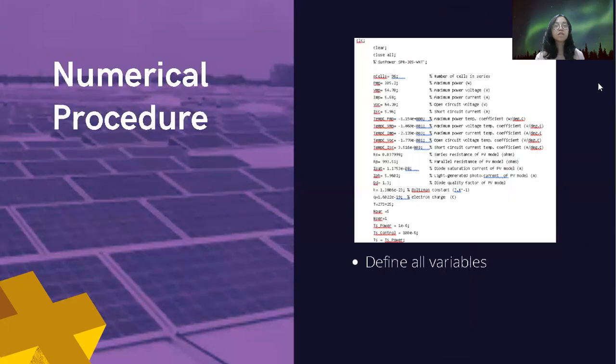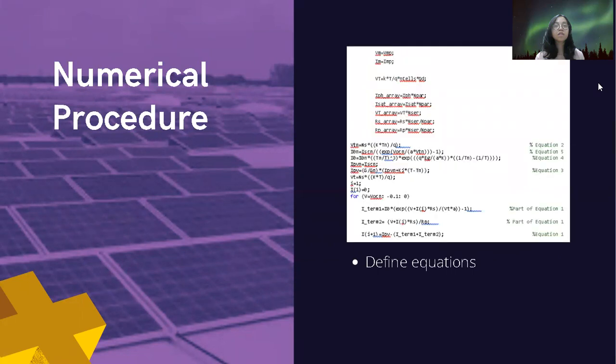Okay, so here's the numerical procedure. First, we have to define all the variables. So these are all the variables that might be needed later for our procedure. So for example, we have the number of cells, and then we also have the diode factor, and then we also have the circuit current and maximum power current, and everything that can be used for our process.